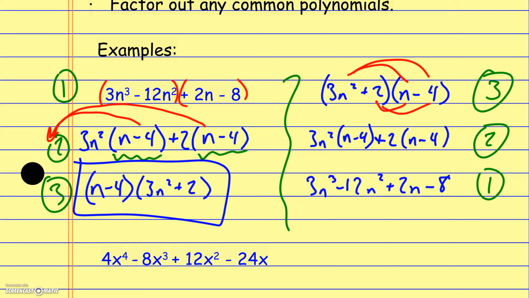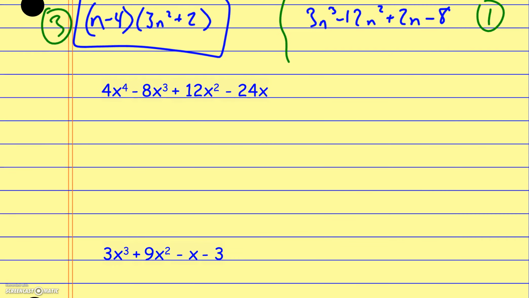Okay. If I take a look at the next one, if I approach this the same way, again, I'm going to group these. So I group the first 2 together, group the second 2 together. Out of the first 2, I can factor out a 4x cubed. So that leaves me with an x minus 2. Out of the second group, it looks like I can factor out a positive 12x, so I write a plus 12x. Again, that leaves me with an x minus 2.